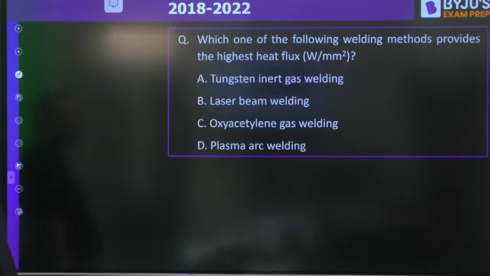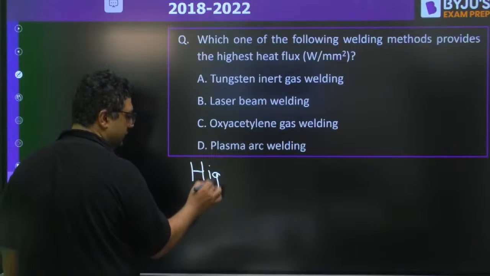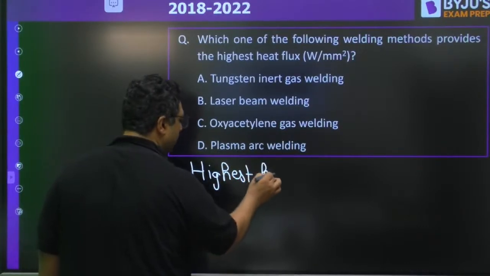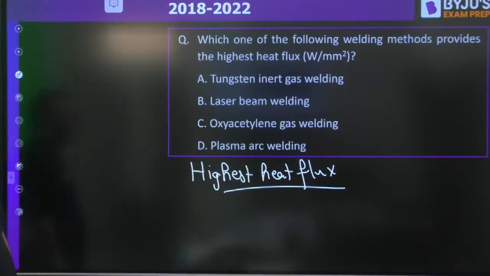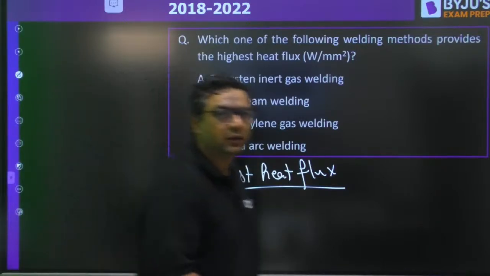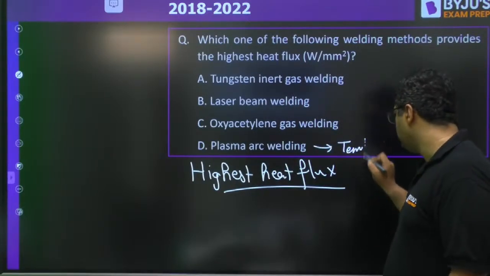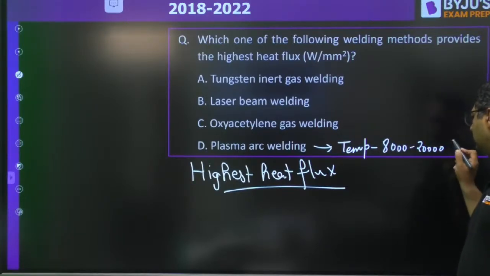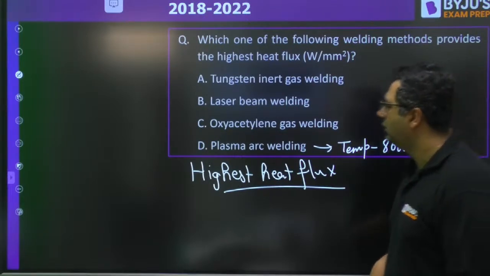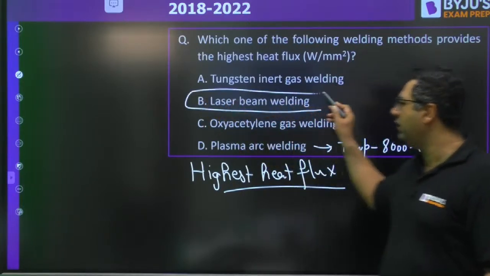Guys, next question. Which one of the following welding methods provides the highest heat flux? Remember, highest heat flux. When we say flux, it means per unit area. Remember, temperature is maximum in plasma arc welding. Temperature is highest here because temperature is in the range of 8000 to 20,000 degrees Celsius. That is the temperature of plasma. But they are asking about heat flux, not temperature. Heat flux is found to be more in laser beam welding.